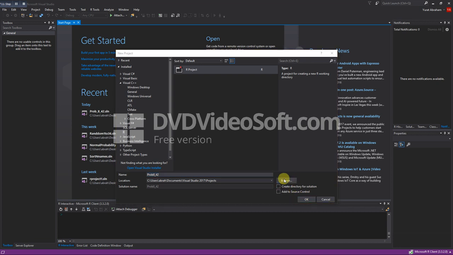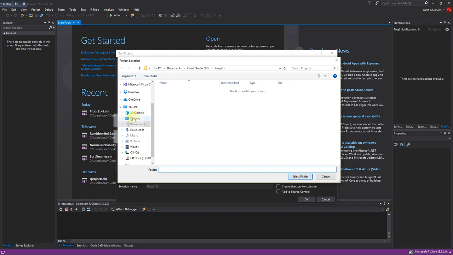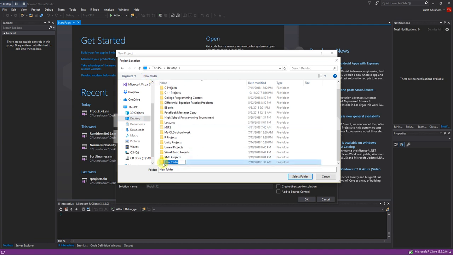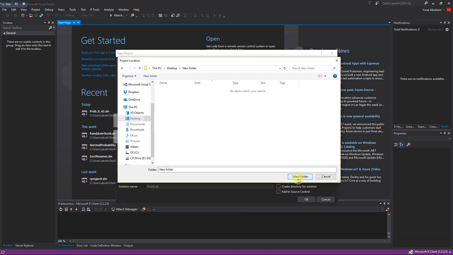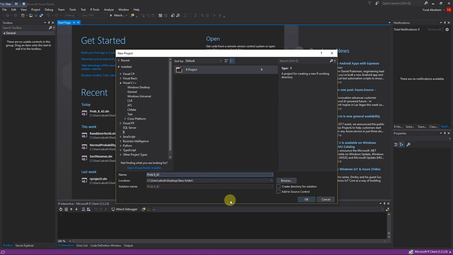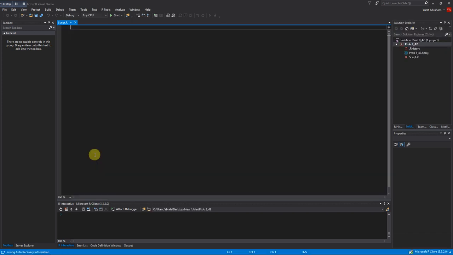Change this to the folder more friendly. Let me just put in my desktop right there. Okay. And just wait for this to create the thing for you. All right. So here we have two places where we can write this.